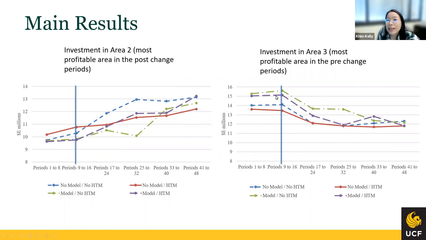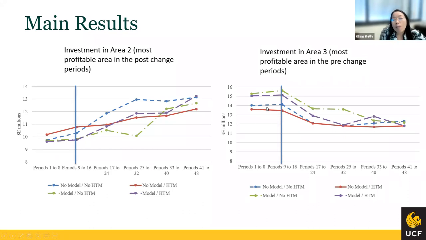Then the second hypothesis is that pre-change, if you add HTM, it doesn't change the positive impact of the accurate model. So here, I want you to look at the red line, the no model plus HTM, and the purple line, which is the model plus the HTM. And again, there is a positive impact of having an accurate model, even when we ask people to adopt a hypothesis testing mindset. So that hypothesis also seems to be consistent, at least with the descriptive statistics.